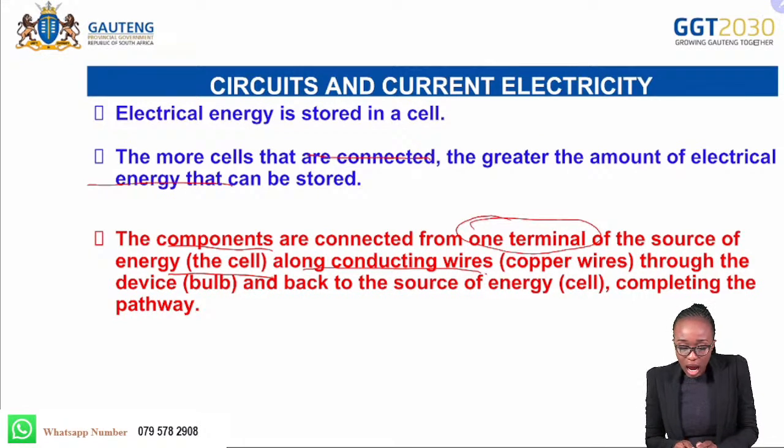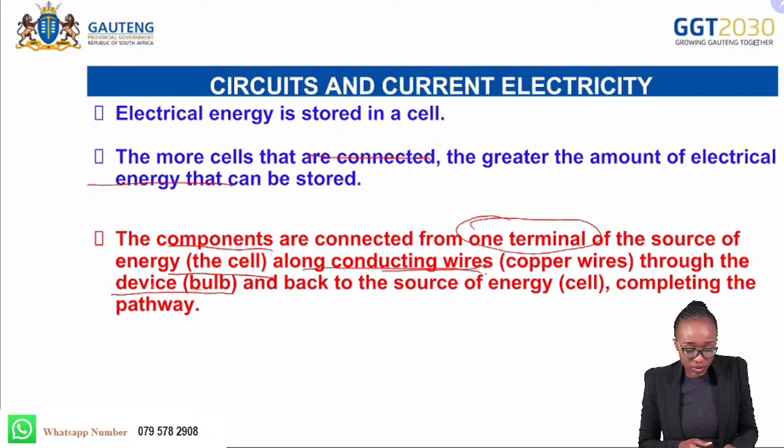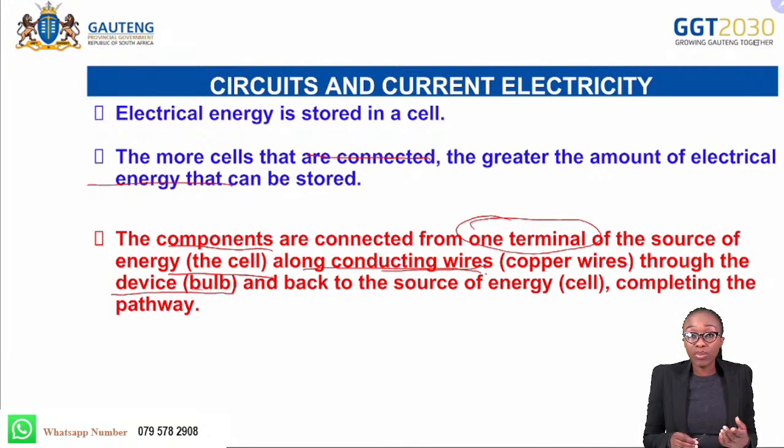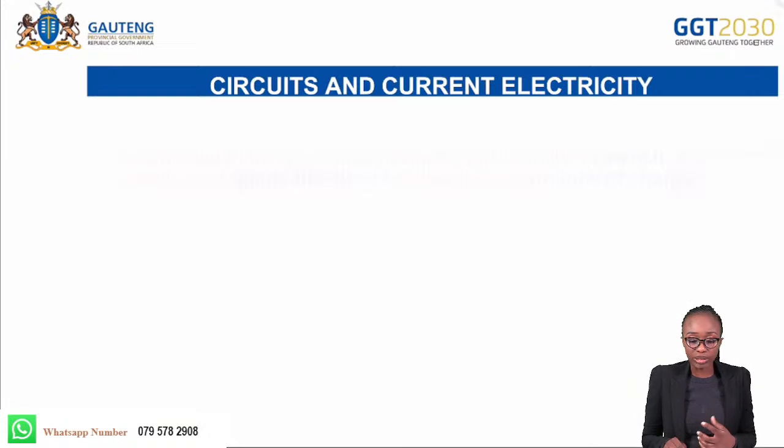So now, along the conducting wires and through the device, which is the bulb. It could be a bulb, it could be a radio, it could be anything, and then back to the source of energy, completing the pathway. Remember, the pathway always has to be complete for that radio to start singing and for that torch bulb to start glowing. It has to be complete.